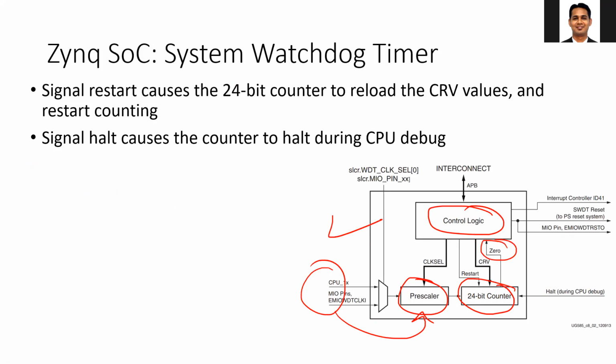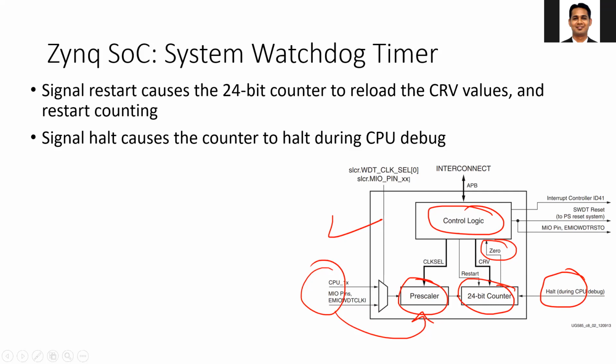Okay, so the restart signal causes the 24-bit counter to reload the appropriate control register value inside the counter and restart the counter. So whenever you send the restart to the watchdog timer, it will load that particular value, which is the load register or the control load register value inside the counter, and the counter will start counting down from that value. Whenever you are in the debugging mode, you know that the CPU will stop working for that particular time when it reaches the debugging mode. It makes sure that the watchdog timer also stops during that time.